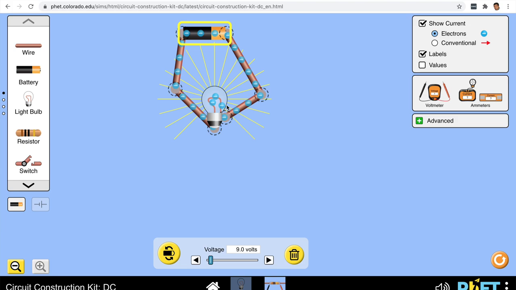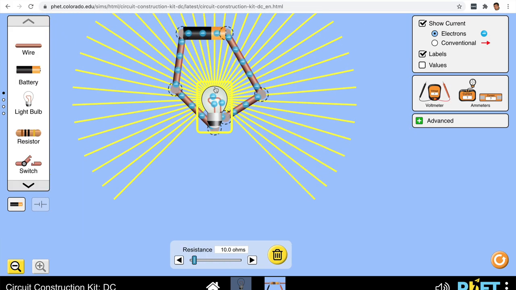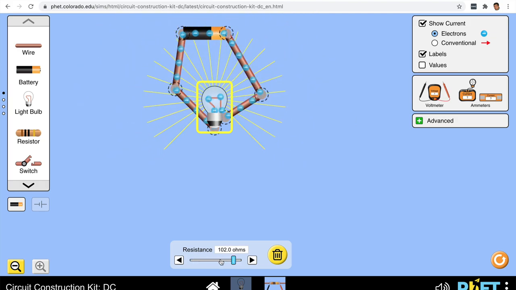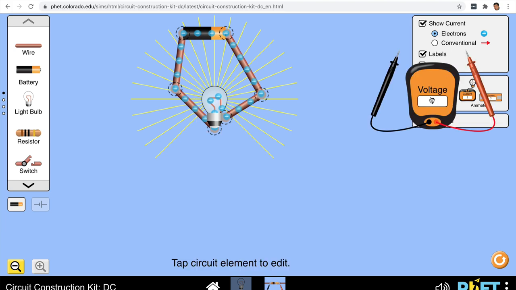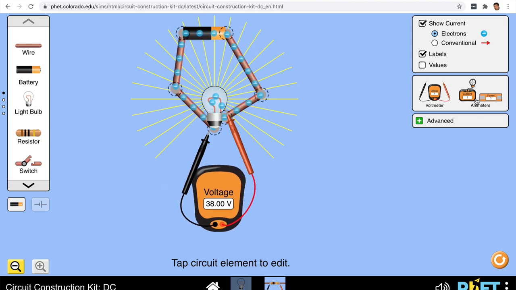For example, if I want to make this bulb glow brighter, what should I do? I can change the voltage, or I can change the resistance. And what exactly is voltage? You can use all these meters here to understand the difference between current and voltage. And by doing so, you will deepen your conceptual understanding.